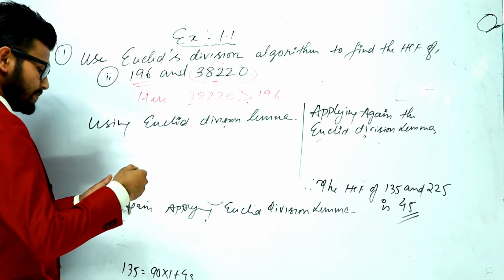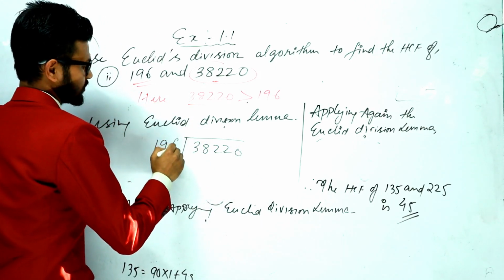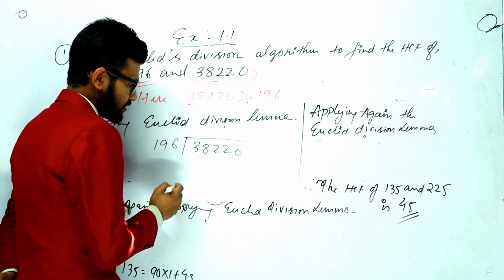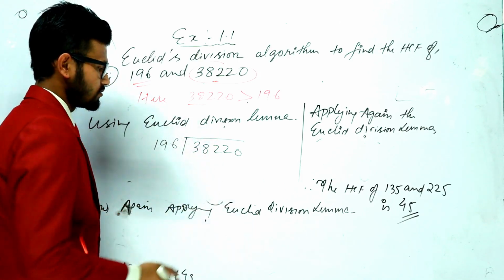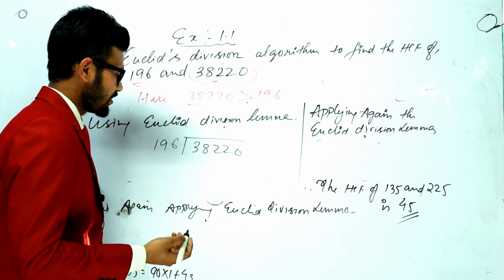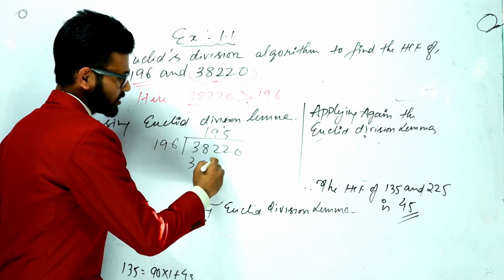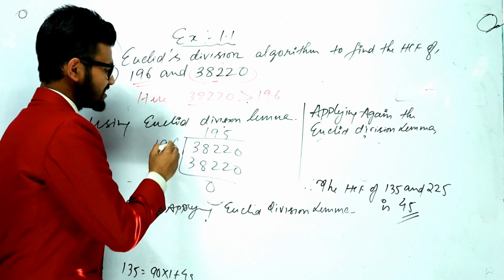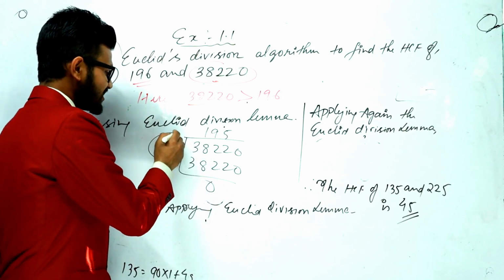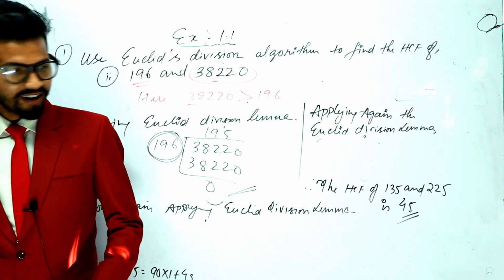So while using the Euclid division lemma, what we can see, 38,220 divided by 196. As you can see, from my ideology, I found that this number is a perfect number. Perfect means a factor of this number. That I have already done many a time. So if you multiply 195, you will get 38,220. That means this number is enough. We do not have to carry out further steps here. So this number is the HCF. The answer ends here only. So what can we write here?